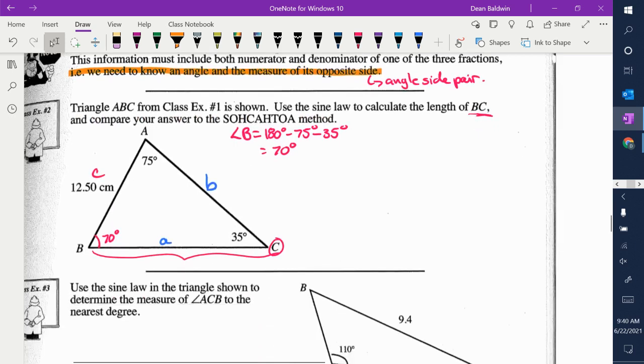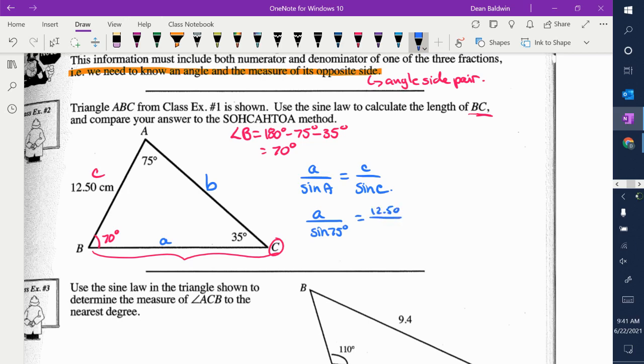So we're going to go A over sine of A equals what? I'll just write the formula first and then I'll plug it in. We're going to do C over sine of C because we know side C, right? Okay, now we just got to plug stuff in to solve it. So A we don't know, that's what we're trying to find. Angle A is 75, equals side C, which is 12.5, over sine 35.